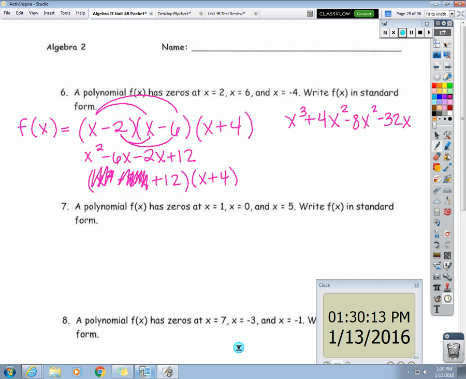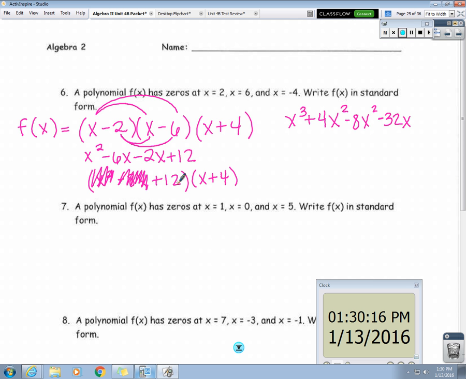So what's left to distribute? 12 times x is 12x. And 12 times 4 is 48, okay, so now I'm done with that. And so am I finished with the problem? No, I've got to combine my like terms. So starting from left to right, is there anything to combine with the x cubed? No. Okay, so I'm done with it. What about 4x squared? Right, 4x squared minus 8x squared is negative 4x squared.